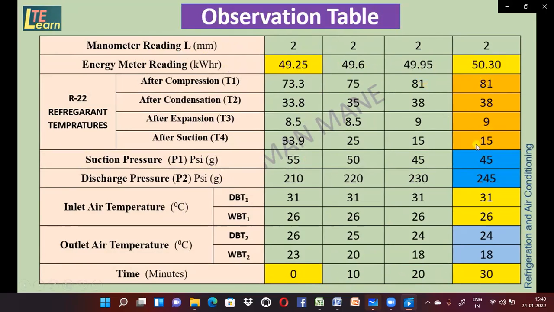These are 4 temperature readings of the vapor compression refrigeration system. T1 is after compression, T2 is after condensation, T3 is after expansion and T4 is after suction, means after evaporation, means at the entry of compressor. Compressor suction and discharge pressure gauge readings P1 and P2 are given in PSI.